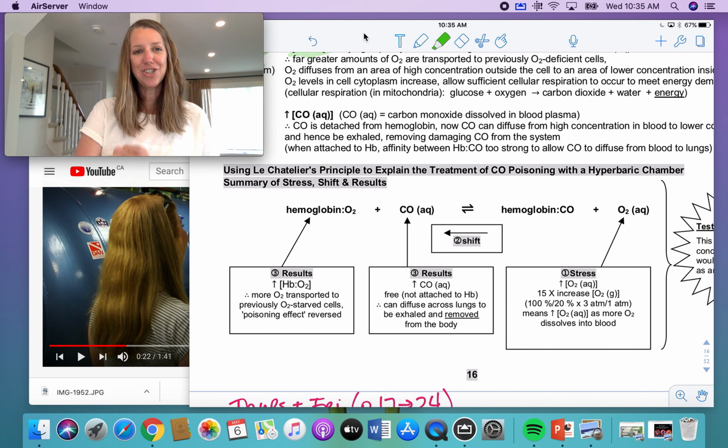So again, a nice little application of Le Chatelier, and that's it for module number, what are we on?